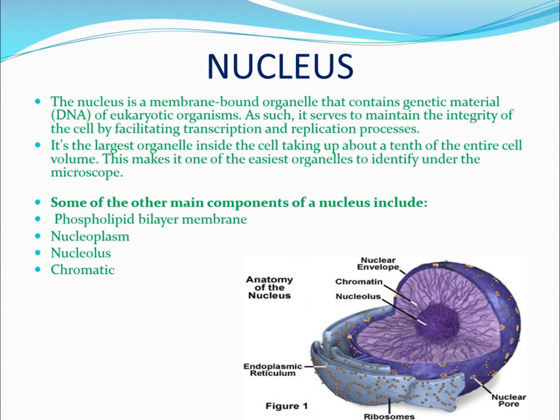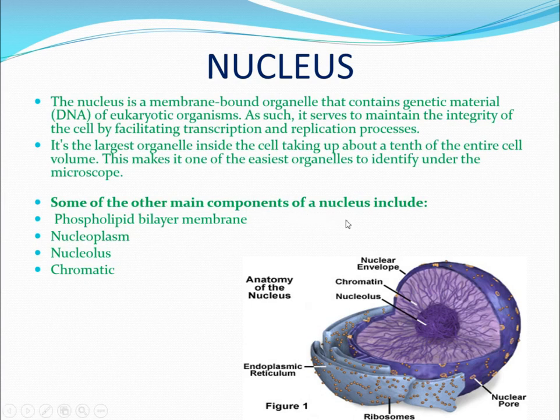It is the largest organelle. By its structure and anatomy, we can see that the nucleus is the largest organelle in the whole cell, in both plants and animals, taking up about a tenth of the entire cell volume. So 10% of the cell is governed by this leader, the most important part of the cell, known as the nucleus. This makes it one of the easiest organelles to identify under the microscope, as it is so large in size.